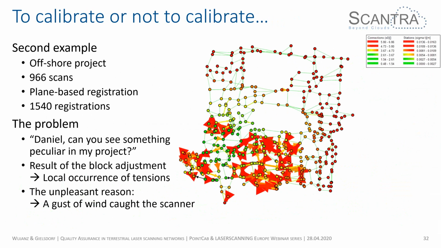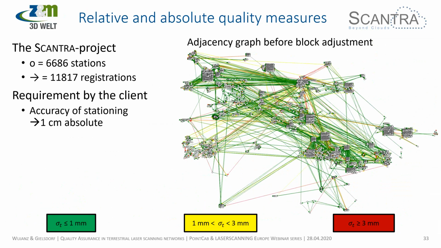And then I said to the client, look, I don't really know what's happened here, but I have a suspicion. I actually thought it would be the very same as before. Maybe they used two scanners and one was poorly calibrated. And then the unpleasant reason was, it was an offshore project, as I mentioned earlier, and a gust of wind actually caught the scanner and blew it over. So there was a harsh mechanical stress on the scanner's internal geometry that caused these misclosures in here. All right.